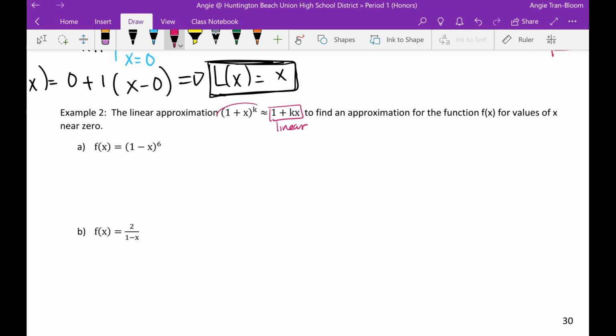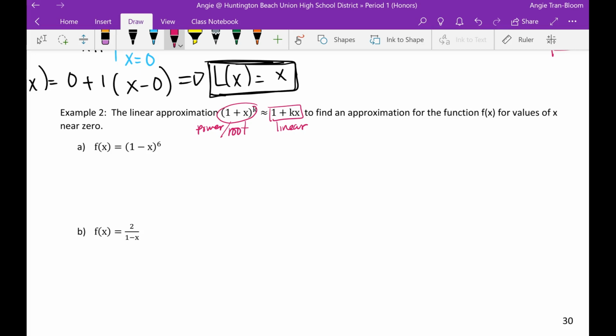This is actually a power function. Can you see it? Power function. Now, it can also be a root function if I were to raise it to a power of a half or a third or a fourth. So this is a formula to find the approximation for roots or power functions when x is close to 0.